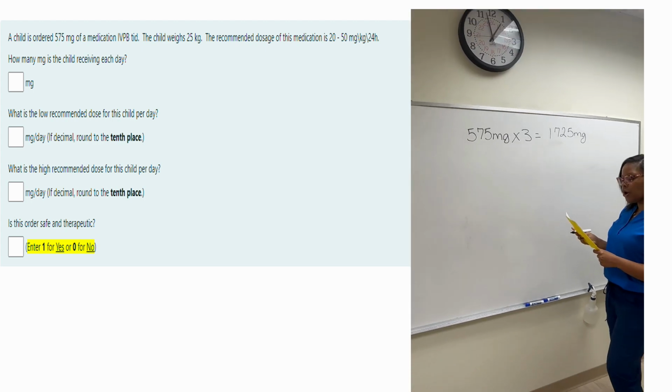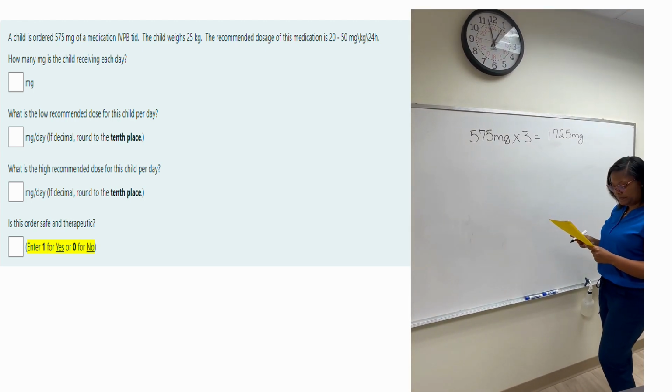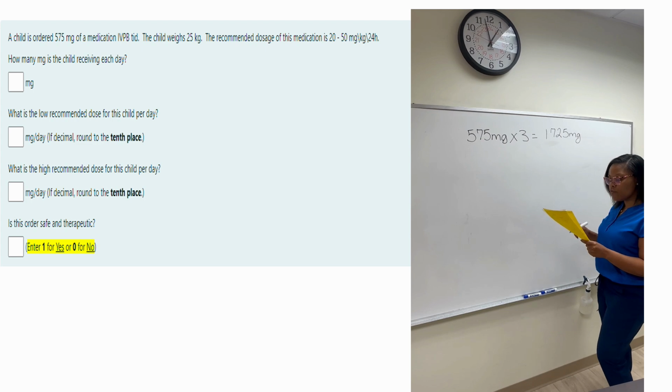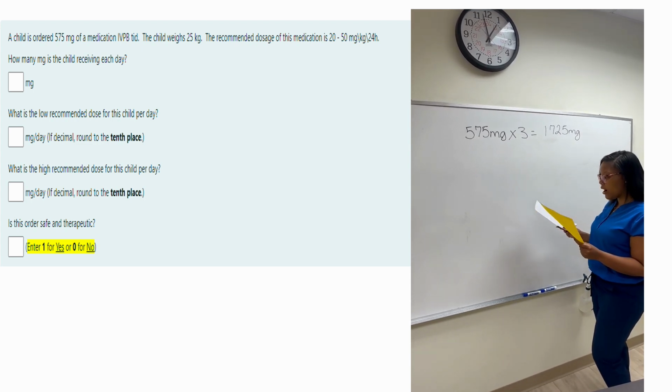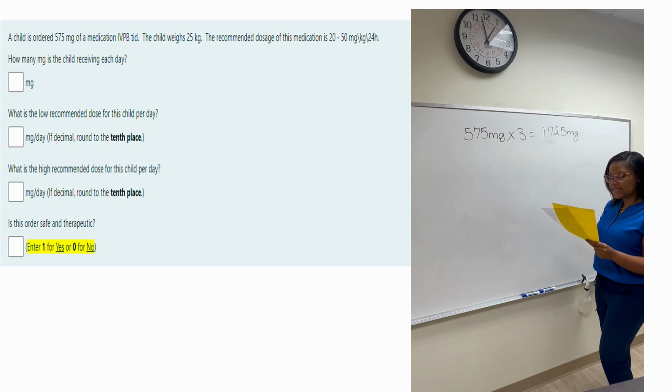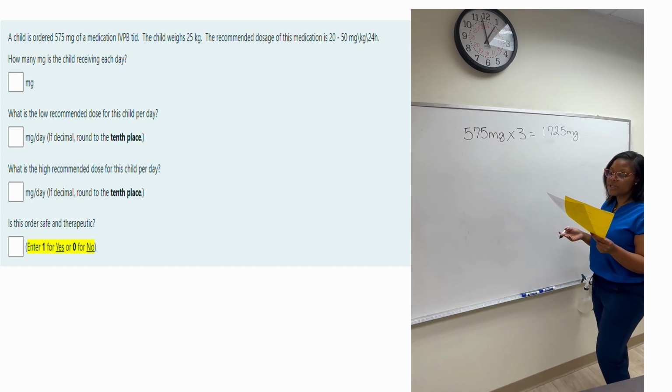All right. The next question is, what is the low recommended dose for this child per day? We're going to go back to our problem, and our problem says that the range is from 20 to 50.